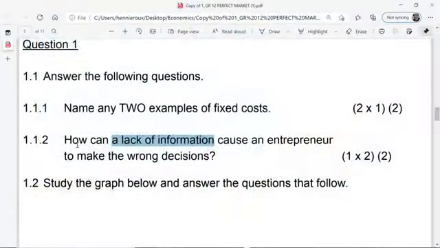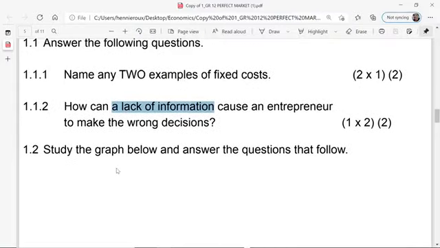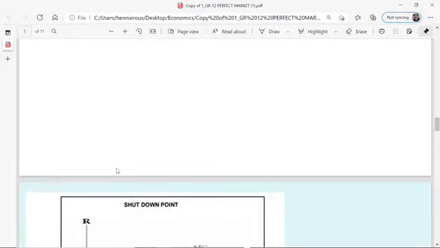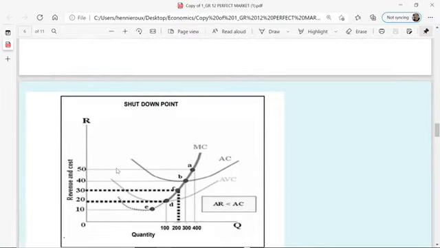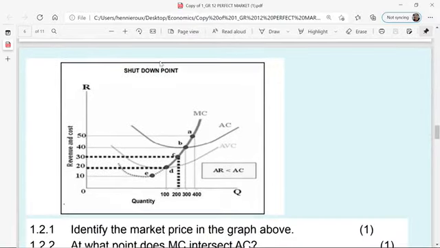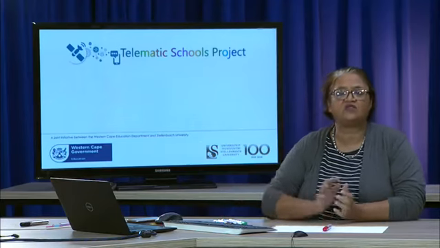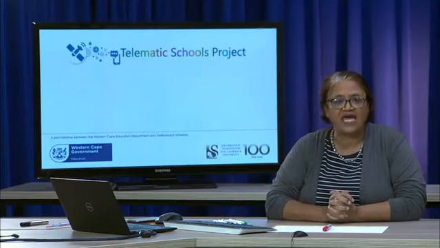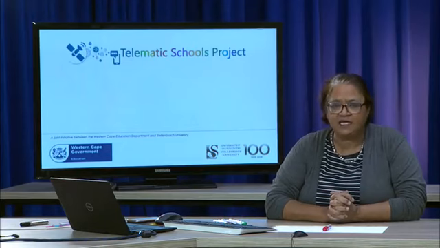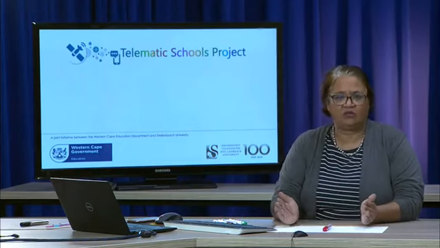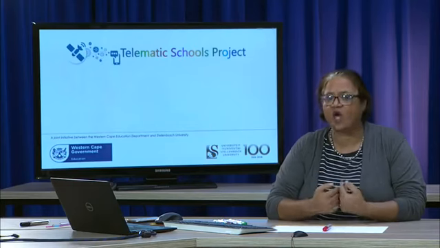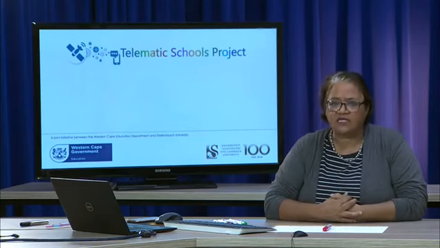Question 1.2, study the graph below and answer the questions that follow. So the graph that I'm looking at is the graph referring to the shutdown point. Now, please, matriculants, I cannot stress this point enough. When we talk about the shutdown point, this does not necessarily mean that the business now shuts down, that the business closes and it stops operating. That's not what it means.